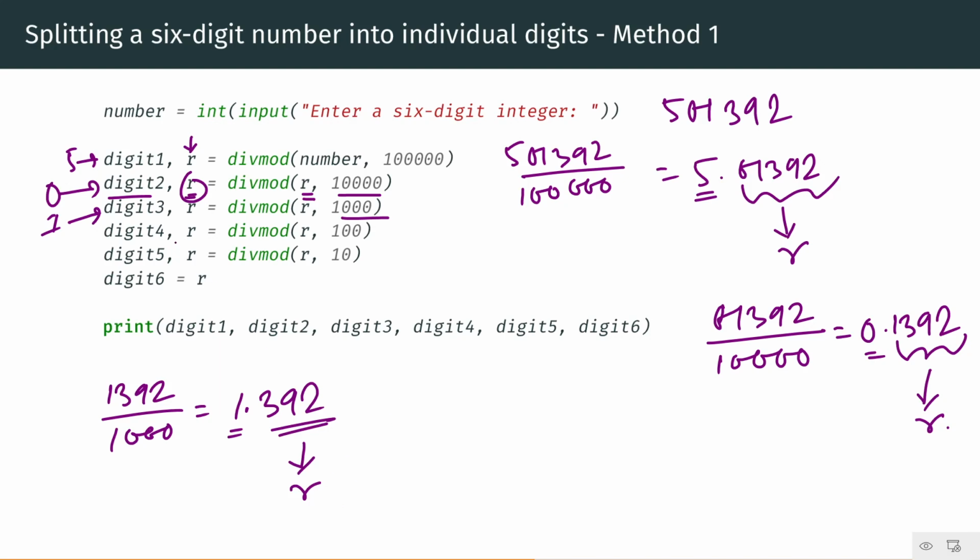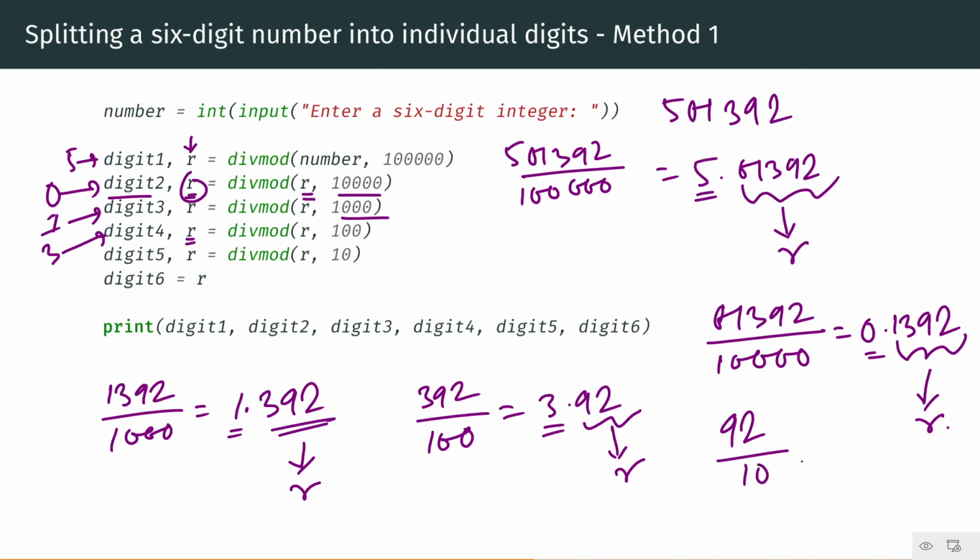And then again in the next line we divide this new remainder by 100. So 392 divided by 100 gives us 3.92. Take this 3, save it into digit 4, right? And take the remainder and use it to update the variable R, right? So R now has 92. Finally, you divide 92 by 10 and you get 9.2. You take the 9, save it in digit 5, right? And essentially you can take the 2, which is the last digit, and save it in digit 6.